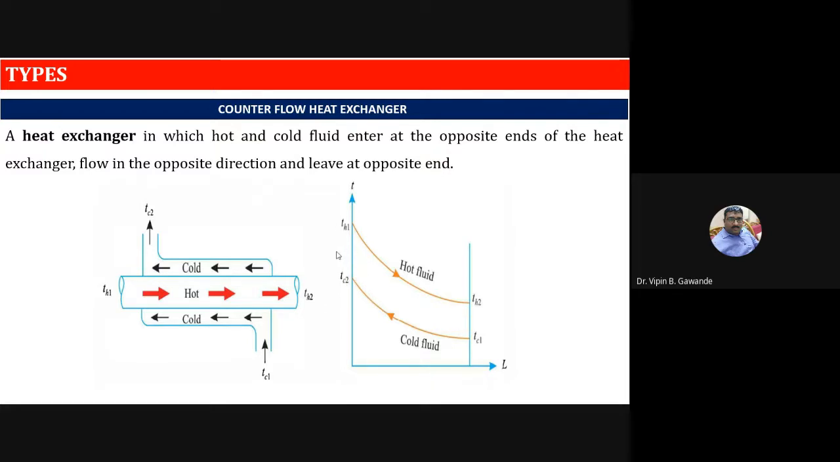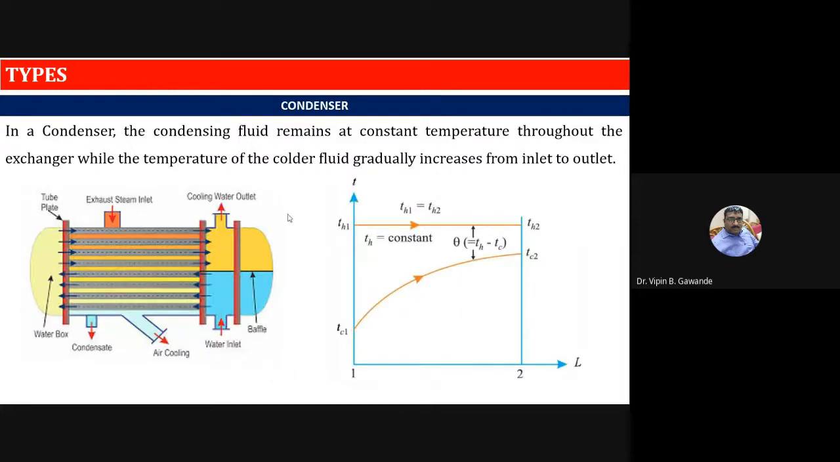Okay, now another kind of heat exchanger is what we call a condenser. In the condenser, we know, as we have studied in the thermal power plant, the steam is coming from the turbine and then it enters into the condenser. So this is the condenser where we have the cold fluid, and the steam is coming from here.